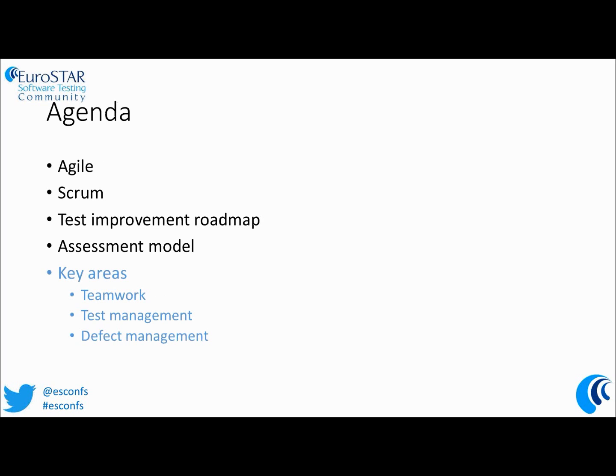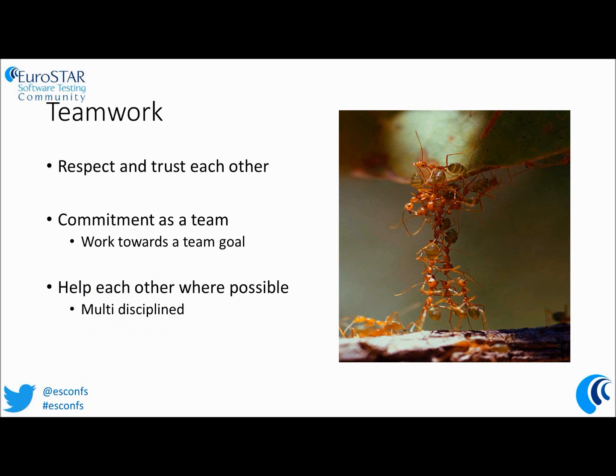So we go into our key areas. Let's start with teamwork. Agile teamwork is key to a good working relationship, a good working project. We need to respect and trust each other. And we need commitment as a team. Like in the image, the ants can only achieve their goal if they all work together to get to the leaf. And that's the same for us.